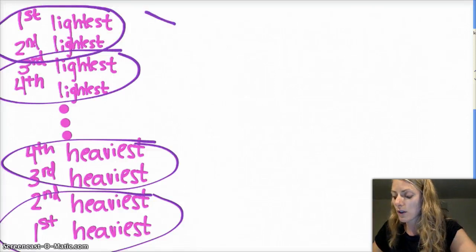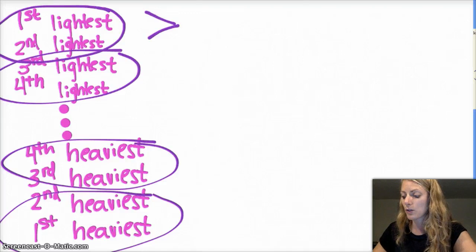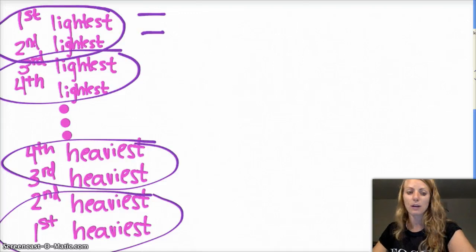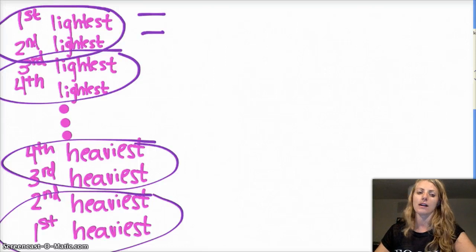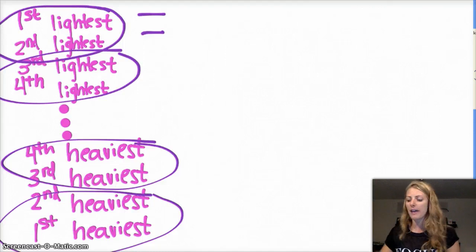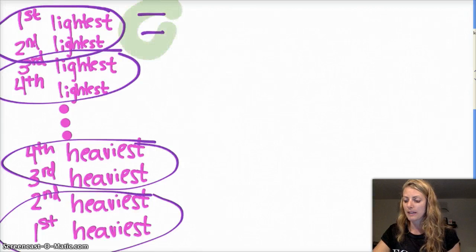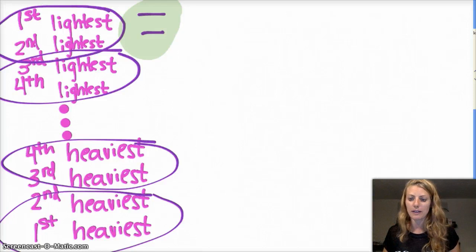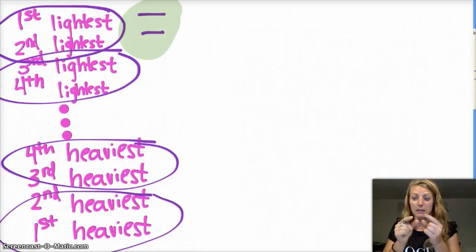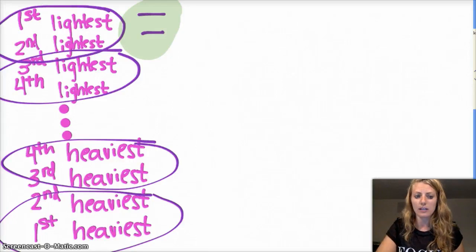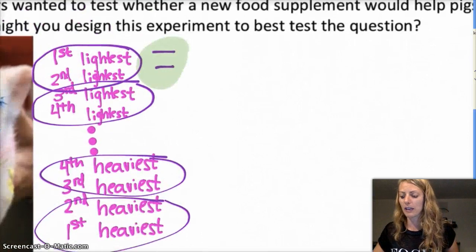So then within each of those, you assign one to treatment, the new supplement, and one gets the old food without the supplement. And then this is where the randomization comes into play. You can flip a coin, the first one that gets heads gets the new supplement. And in this case, you basically have a bunch of little tiny experiments, and you can compare the differences at the end, which is what makes the matched pairs design really, really good.